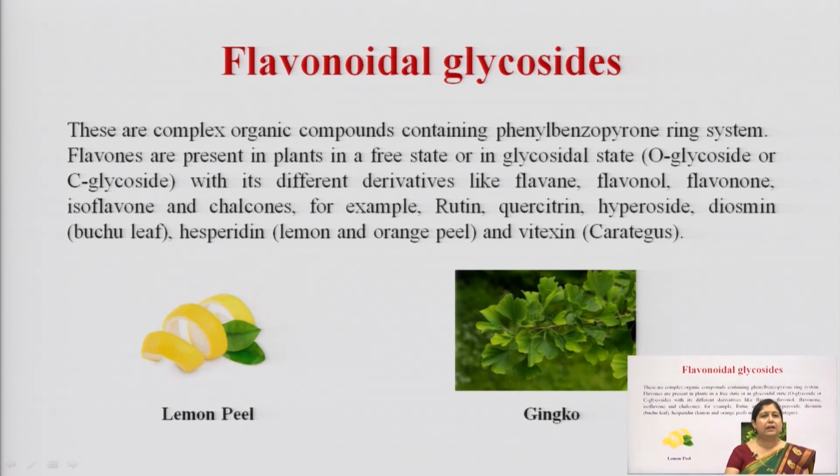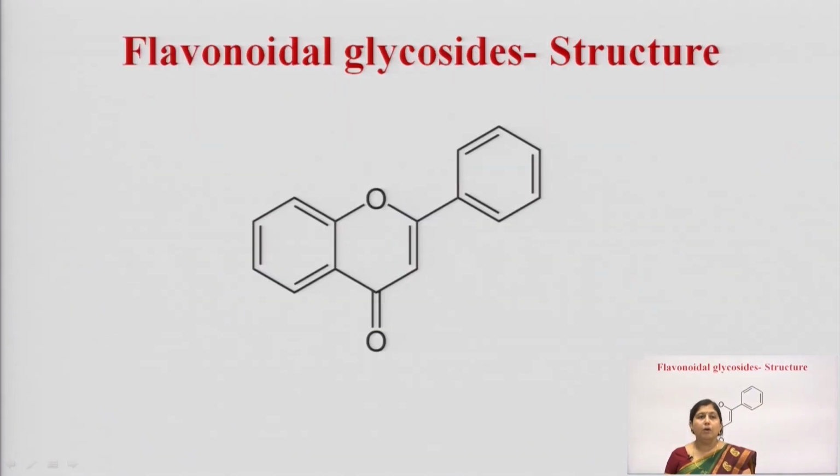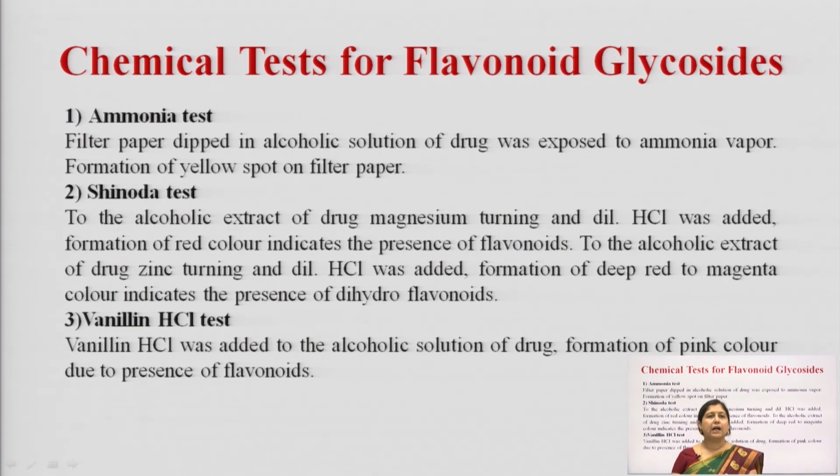Then the flavonoidal glycosides. Flavonoids we are going to discuss in the next class in detail. This category of drugs generally occurs as a glycoside, and the basic ring structure is C6, C3, C6. Examples are lemon peel and Ginkgo biloba. This is the basic ring structure of a flavonoid. The main tests are the ammonia test, Shinoda test and vanillin hydrochloride test.